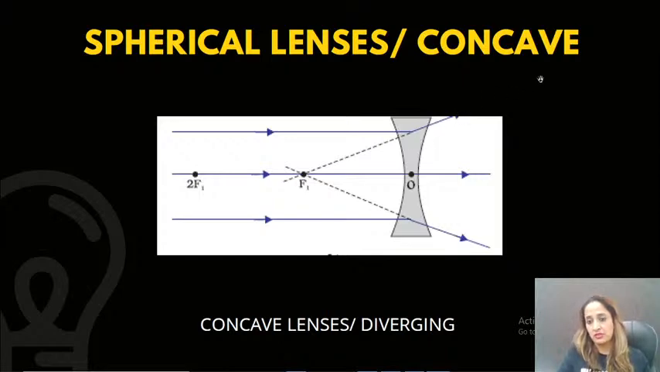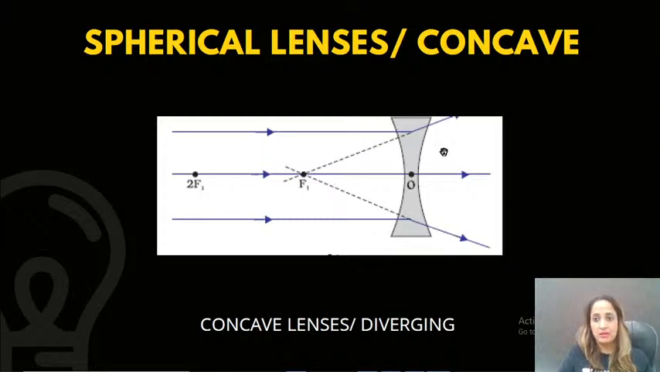See, this is going in this direction, this is going in this direction, and this is going straight through the O point, the optical center, which is what we call it. So this is called diverging because they are not meeting at one point. They are going away from each other. Do you see all these rays? They are going away from each other.